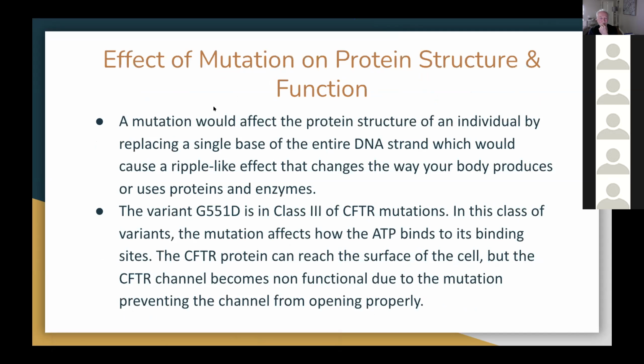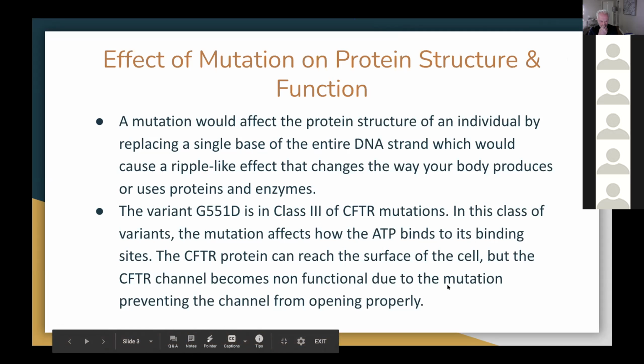The mutation would affect the protein structure by replacing a base or deleting it in the DNA strand, which would cause a ripple-like effect that changes the amino acids in the protein later on. The variant G551D is class 3. In this class, the mutation affects how ATP binds to the binding sites. The protein can reach the surface of the cell, but its channel becomes non-functional because it is prevented from opening properly.